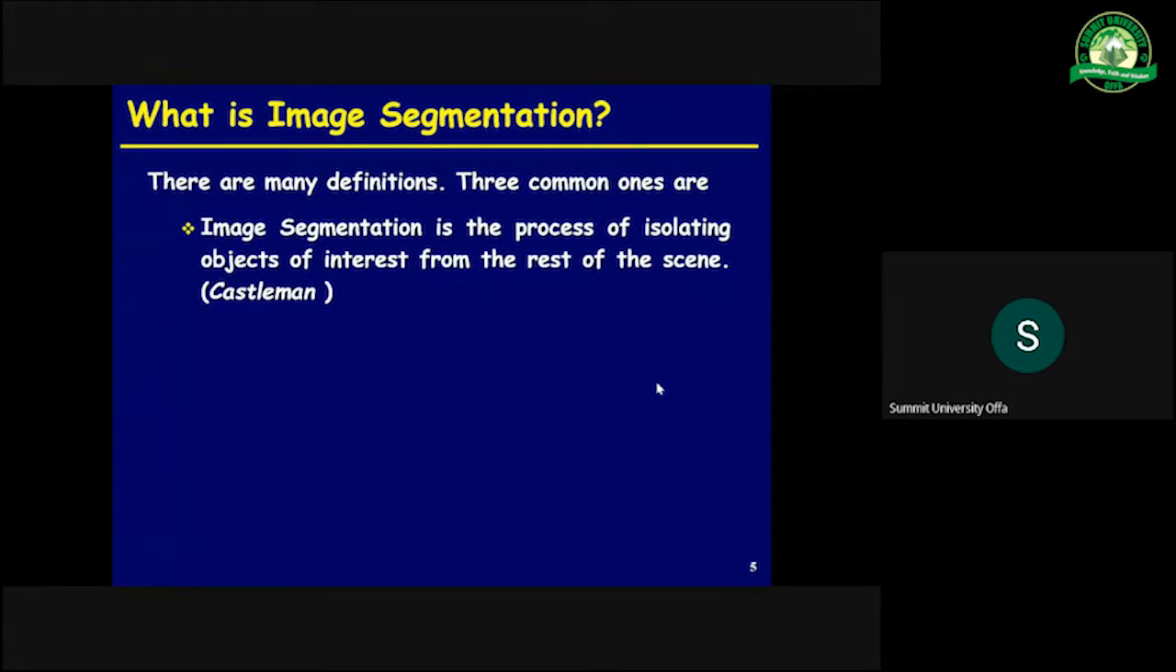What is image segmentation? There are many definitions regarding image segmentation, but let's look at these three common ones. Number one was defined by Castleman. He said, image segmentation is the process of isolating objects of interest from the rest of the scene. I've mentioned this in one of our classes before. That's where you talk about foreground and background.